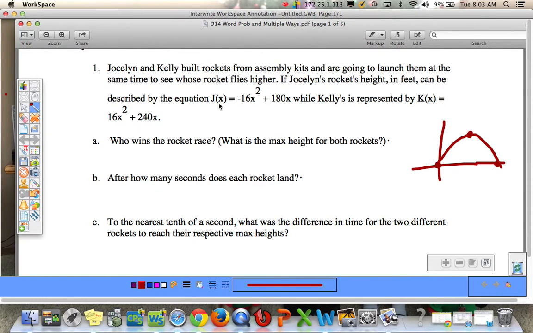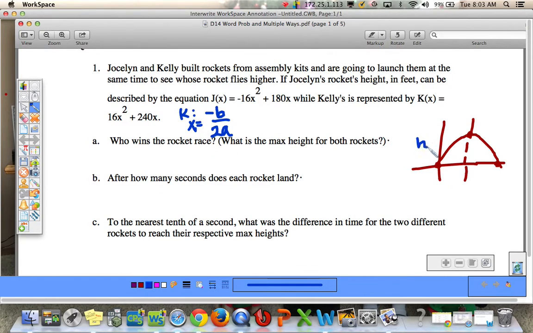So let's do Jocelyn's first, and remember, to find the vertex, you could graph it and find the vertex. You could use factoring to find the zeros and then go in the middle to find the vertex, or we could use the quadratic formula, and again, to find the middle of this right here, we would use that negative b over 2a. So I think I'm going to use that method, probably the quickest. All right, so for Jocelyn, we're going to use that negative b over 2a to find the x value of her height.